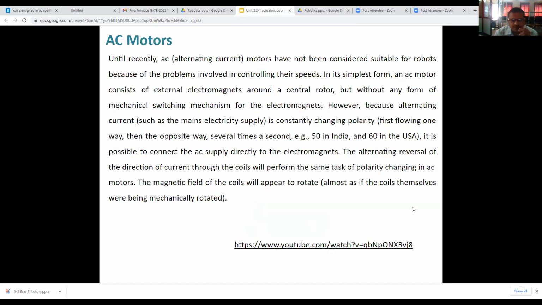Okay, this is nothing but working of AC motors, two-phase AC motor and three-phase AC motor. In two-phase AC motor, generally four magnets are there. In three-phase AC motors, six magnets are there. And in case of two-phase motor, magnets are placed at an angle of 90 degree. In case of three-phase, they are placed at an angle of 120 degree, so that rotor will turn or will rotate.